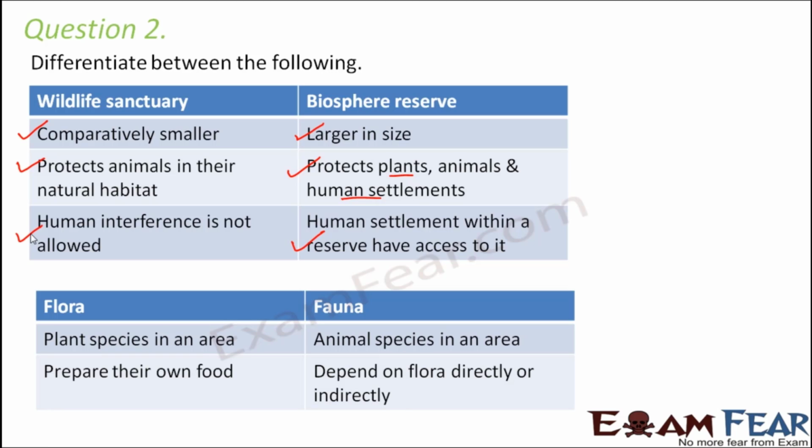Flora and fauna. So flora is for the plant species which are present in a particular area, and fauna is the corresponding term for the animal species. Flora prepare their own food because green plants are capable of performing photosynthesis, but fauna are animals and they depend on flora, that is the plants, either directly or indirectly.